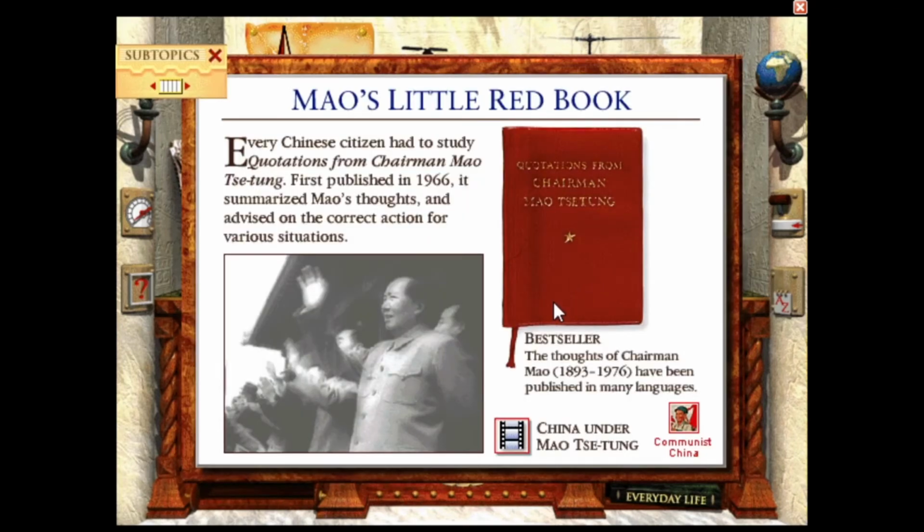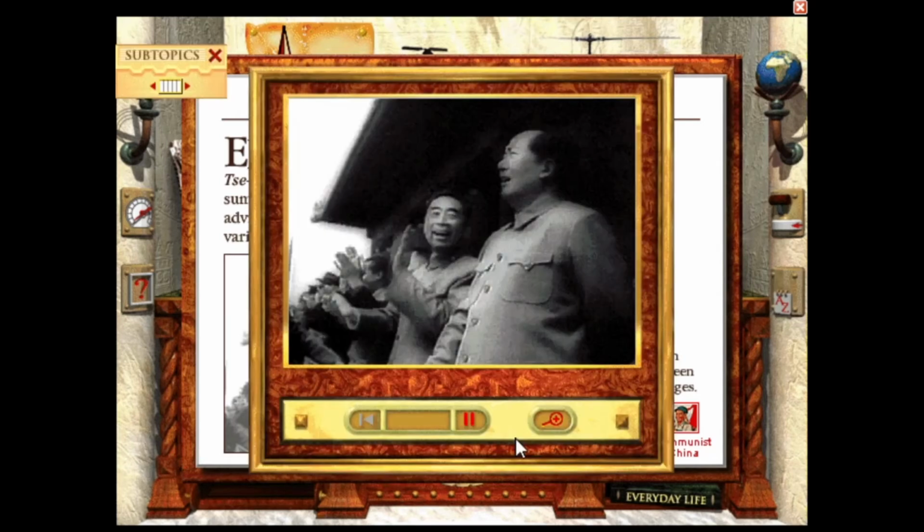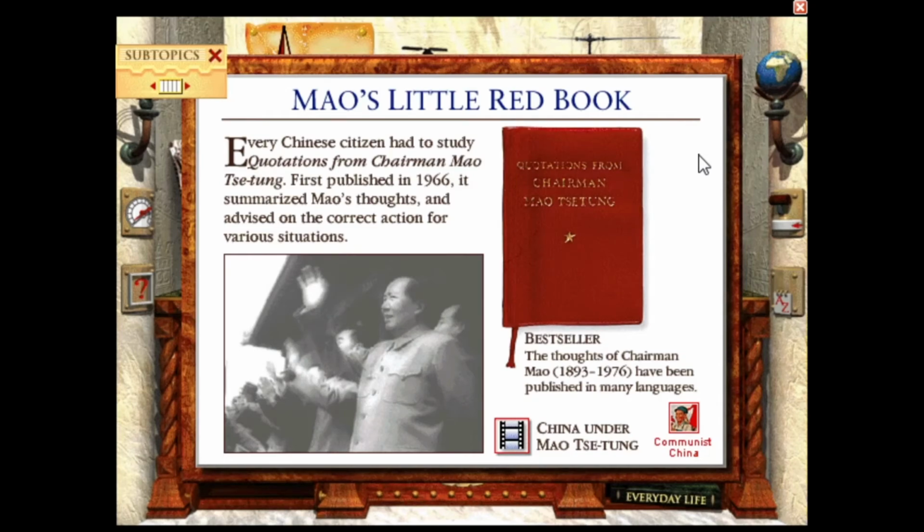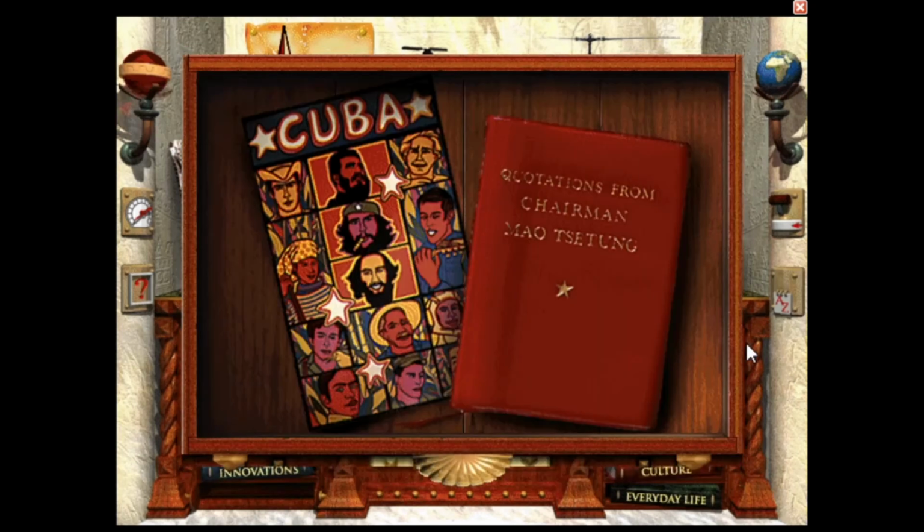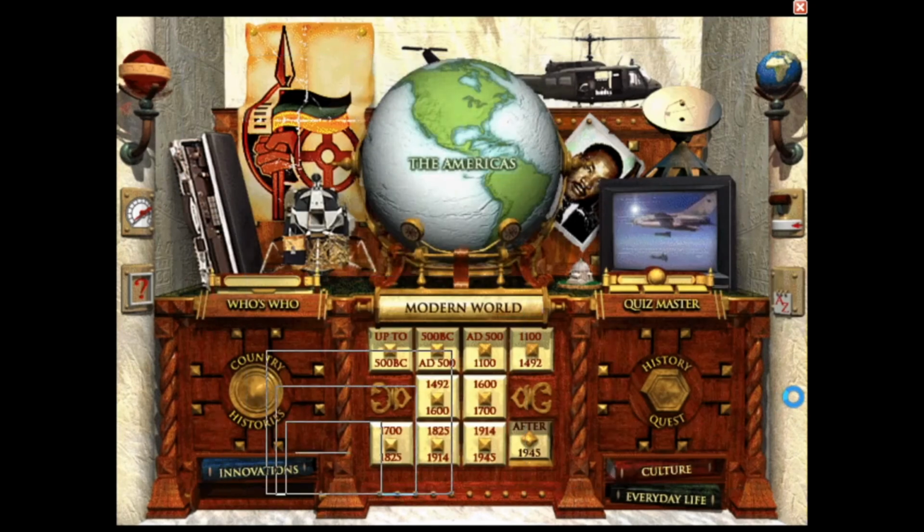Mao's Little Red Book. Yeah. Oh, there's a video. That video? Mao's communist regime kept the Chinese population under tight control. Yeah, not much of that, but yeah, that's another video. Except it wasn't playing in full, but yeah, interesting.